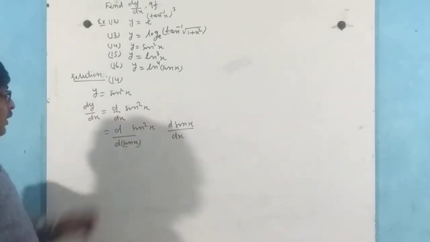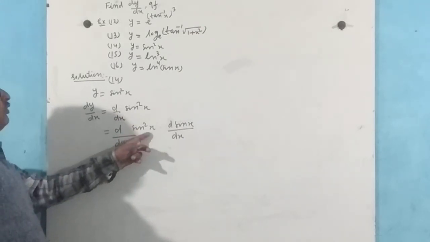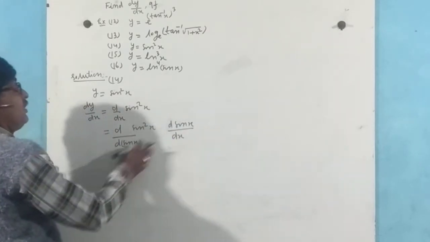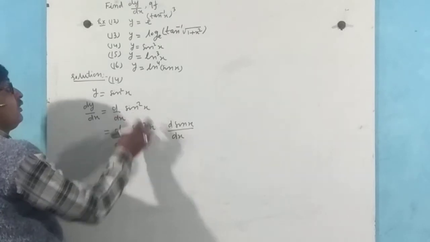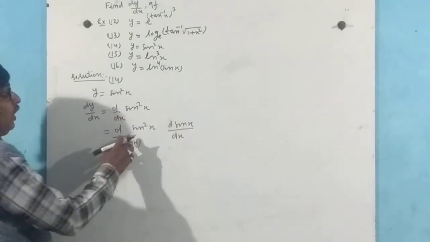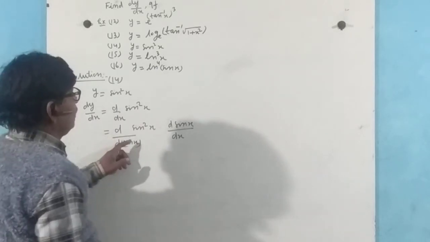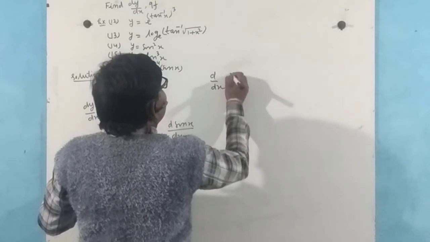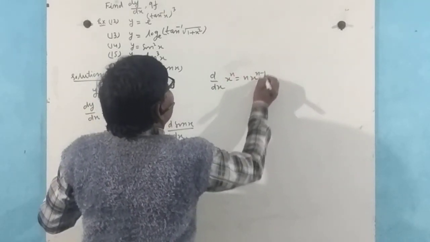Now this can be written as d by d of sin x of sin square x, and d of sin x by dx. This and this cancel, so that d by dx of sin square x has no change. Now as you know that d by dx of x to the power n is equal to n x to the power n minus 1.